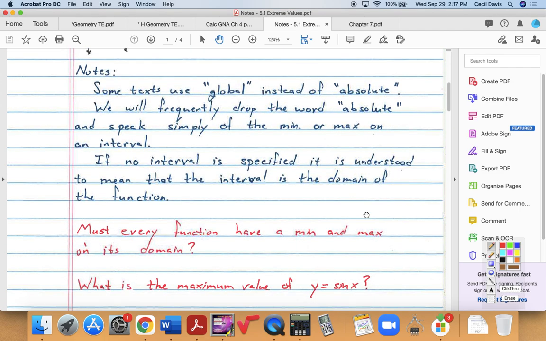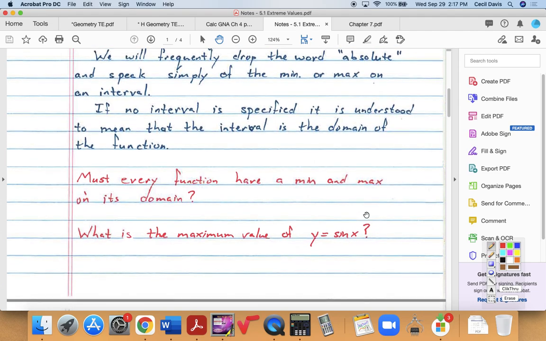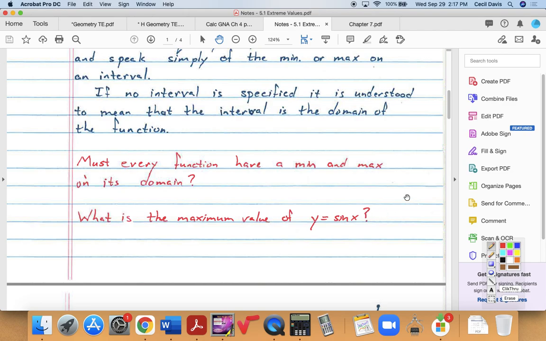All right, so if no interval is specified, it's understood to mean that the interval is the domain of the function. And that happens a lot. If there's a natural domain for the function and they don't specify an interval, then it's the entire domain. So here's a question for you. Must every function have a min and max on its domain?